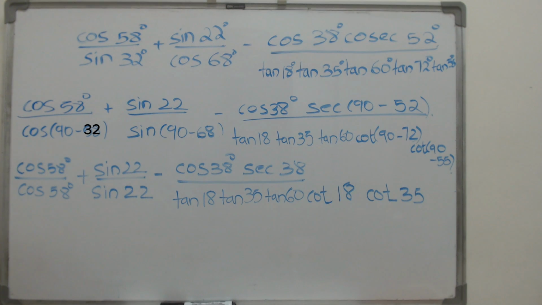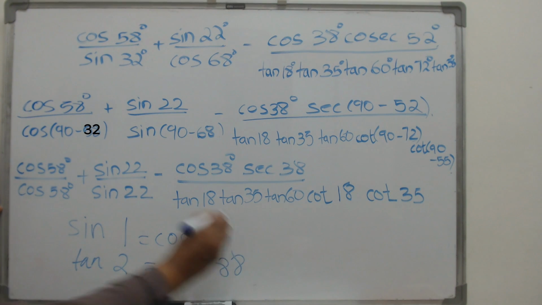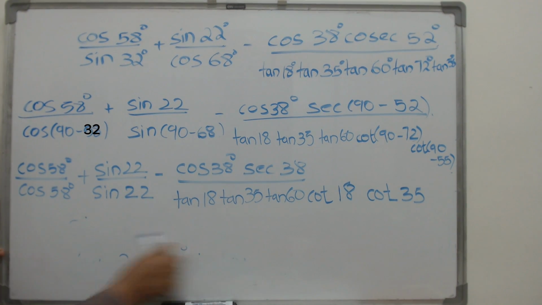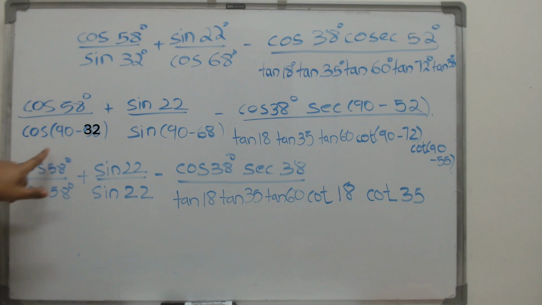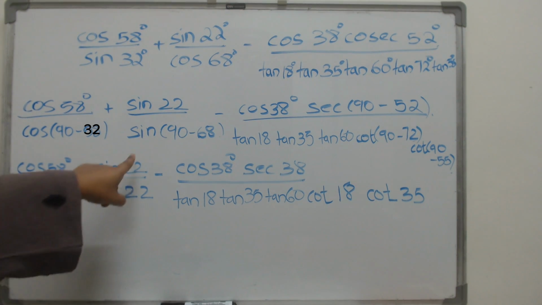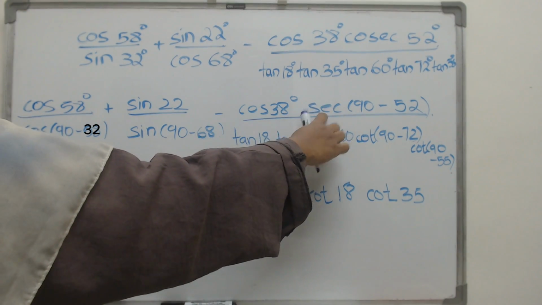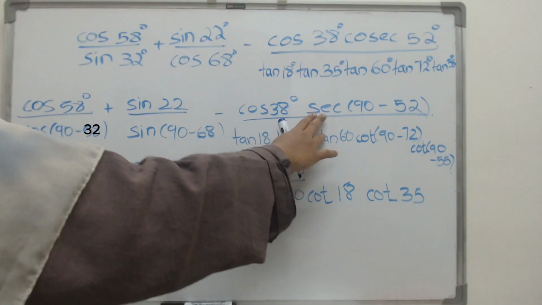This works with any set of angles. For example, sine of 1 will be equal to cos of 89. And say tan of 2 degrees will be equal to cot of 88. So this works for any angle as long as they are acute angles. So that way, what do we do? Just change all of them to the same set of angles. Here both of them are 58, here both of them are 22, but here you see this is cos 38. I have changed this. Instead of cosec, I have changed it to sec.